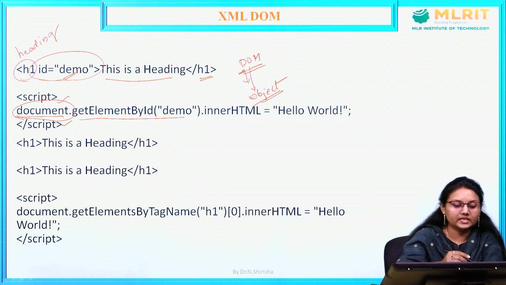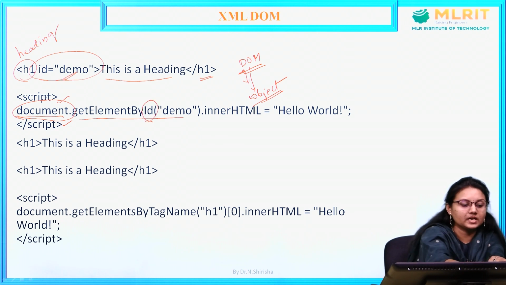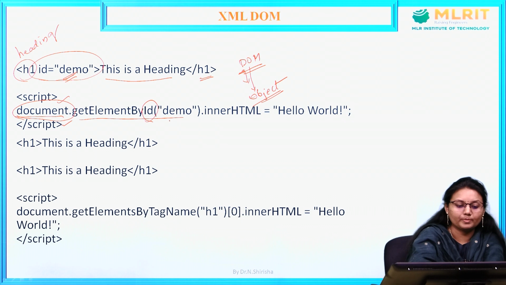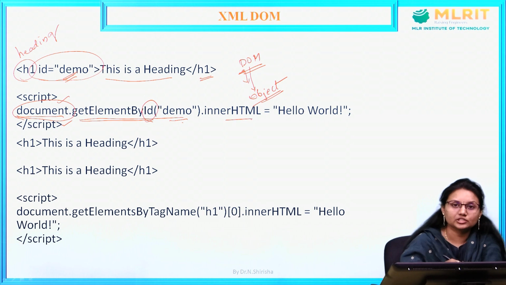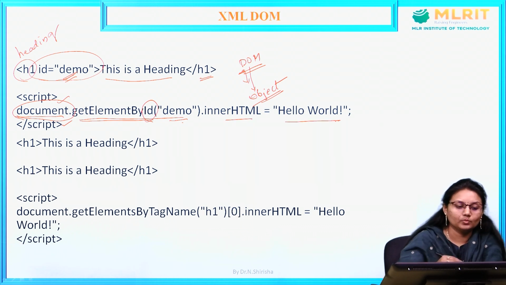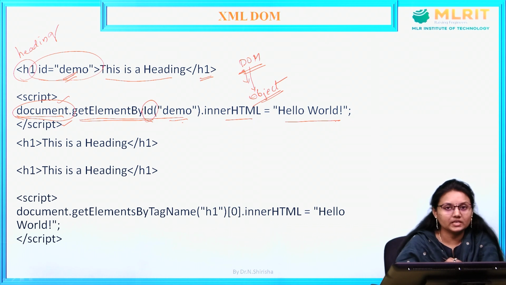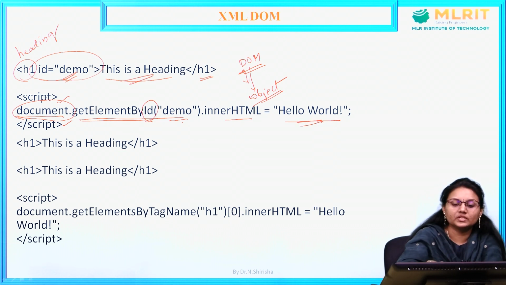What is this getElementById? It is a method. What are we passing here? The ID. Where is the ID? My demo is the ID. So pass demo here; getElementById will take demo. With innerHTML, it will make the change in the HTML to hello world. So when I pass getElementById for the object document, the heading is replaced with hello world.